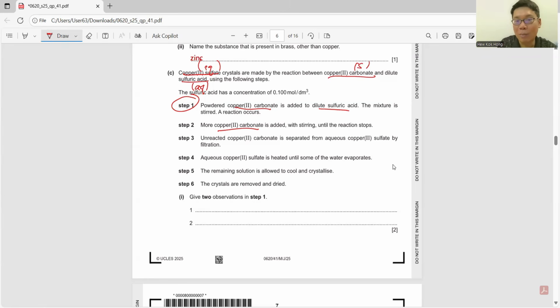Aqueous is heated until some of the water evaporates. Then the remaining solution is allowed to cool and it will form the crystals. And the crystals are removed and dried, and these will be the copper sulfate crystals that we want.